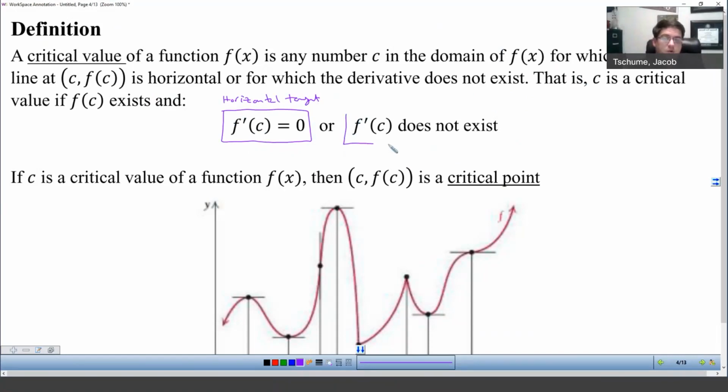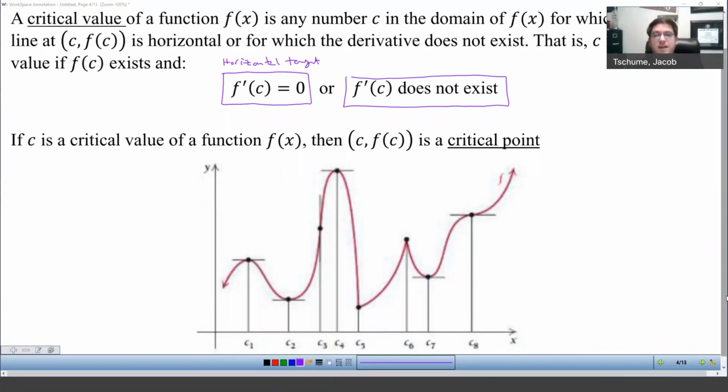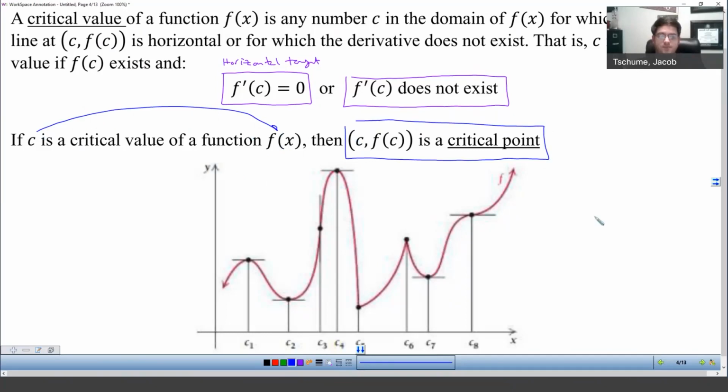Not as popular, but we will see it a few times. If your first derivative does not exist at a certain number, that number is also a critical point. All right. First derivative being 0, first derivative not existing. Those are the two times a critical value will occur. So if c is a critical value, then that means it has to have a critical point there. So if you were to plug the critical number back into the original function, then you would create what we call a critical point.